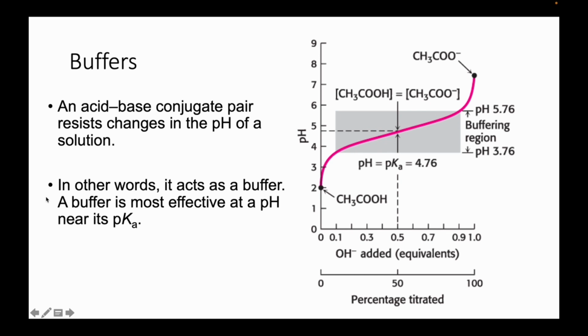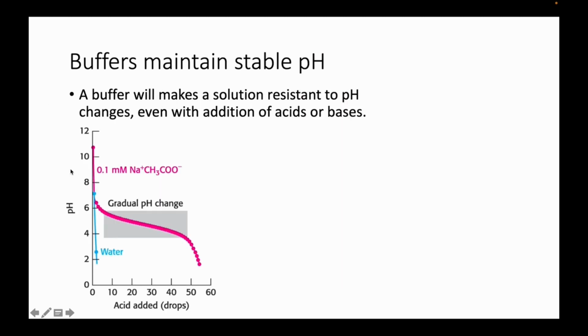So in other words, acetic acid acts as a buffer. It buffers the pH. And a buffer is most effective at pHs near its pKa. So here's another plot to illustrate this. So again, we have our solution of sodium acetate. This time we're going to start at high pH and we're going to add acid. So if we had just pure water, no sodium acetate in it, we add that acid and the pH quickly drops because there's no buffering agent. If we have our sodium acetate, then we're going to get this gradual pH change in the buffering region of sodium acetate, again, because we have equivalent concentrations of sodium acetate and acetic acid, the acid-base conjugate pair.